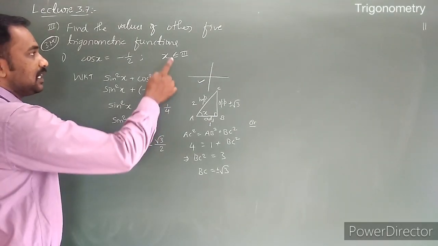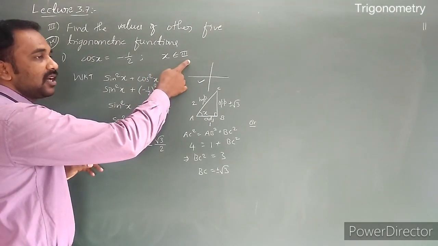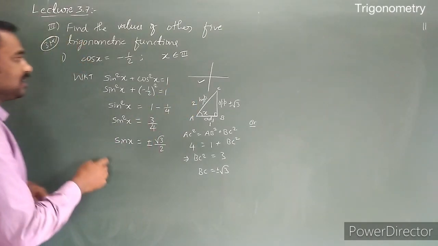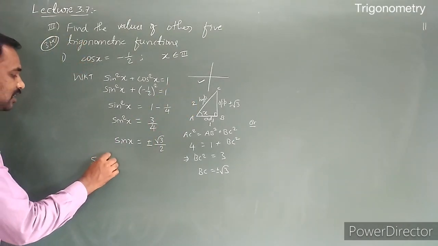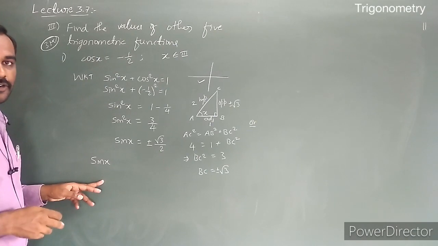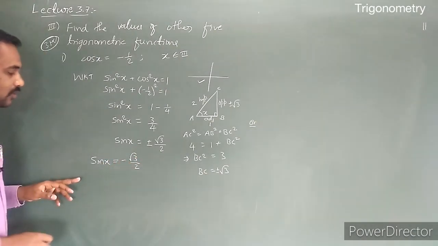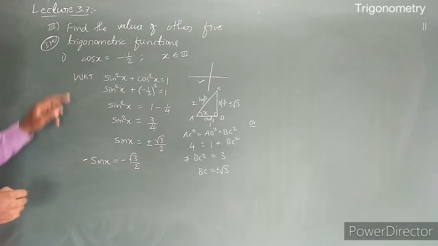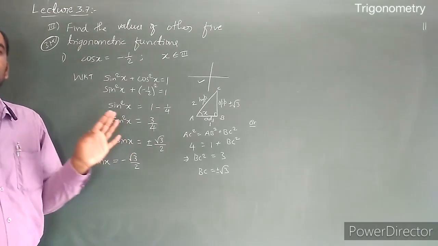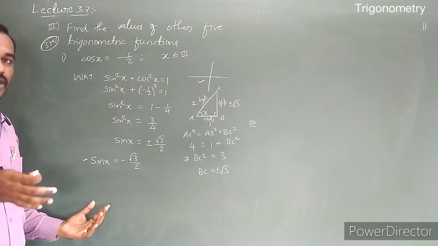So depending upon the angle, in which quadrant the angle lies. In the third quadrant, is sine positive or negative? It is negative, so it is minus root 3 by 2. After getting the sine and cos, we can easily find the remaining 4 ratios.